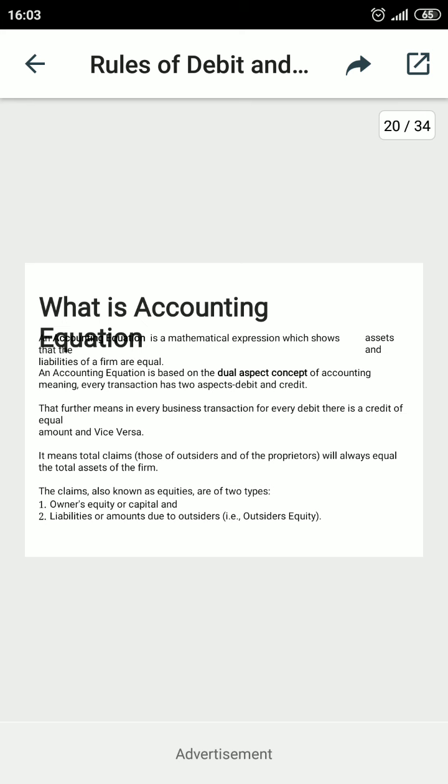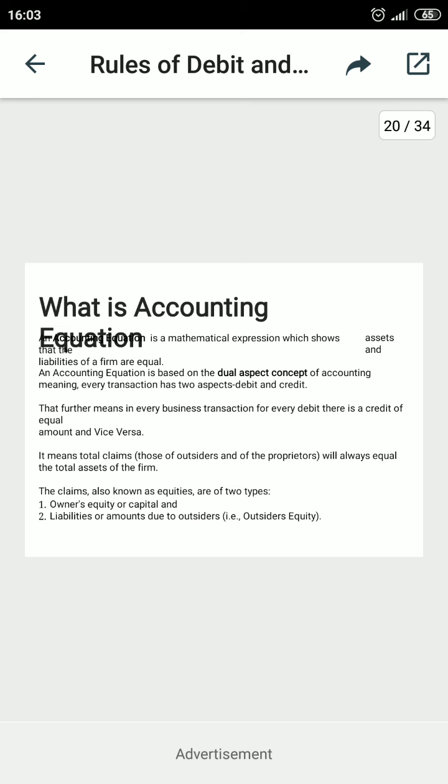The dual aspect concept refers to the dual aspect principle. It means every transaction consists of two natures of account: one is debited and the second is credited. That's why debit is equivalent to credit. So it is based on the dual aspect concept, or you may say the principle. In every transaction, debit and credit occur simultaneously, so the equation always remains equal.